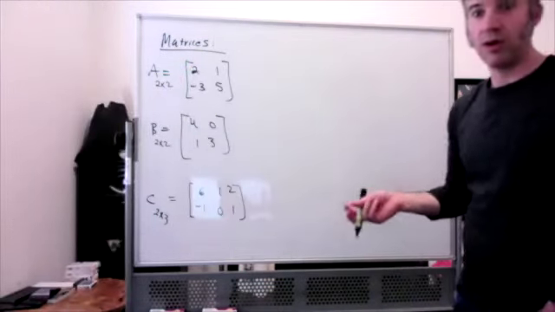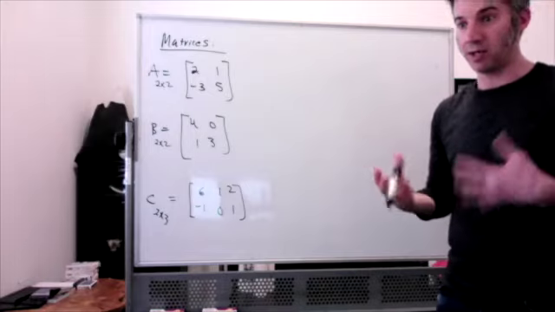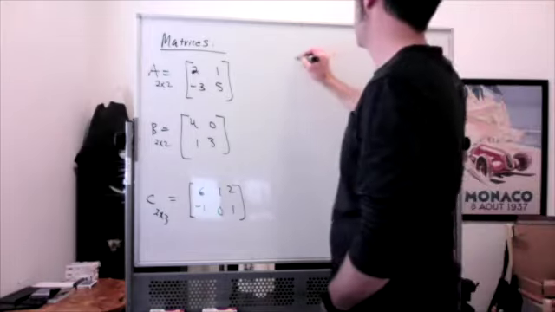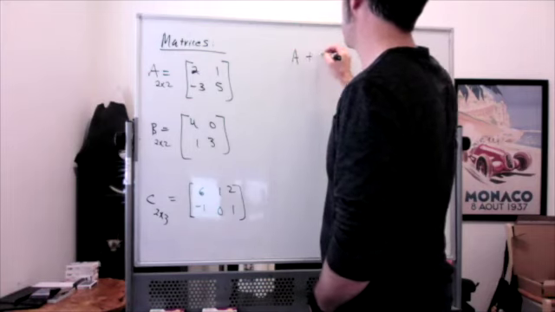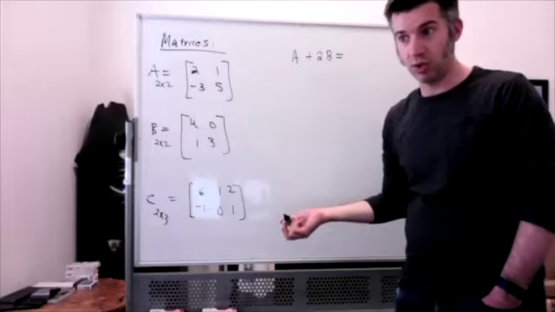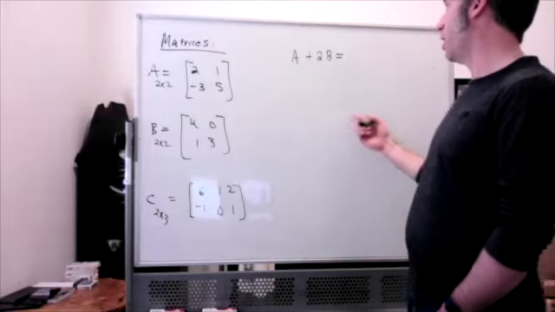Okay, let's talk about adding some things together. So you can only add matrices together if they have the exact same size, or also subtract, right? So I can do like maybe A plus 2 times B. That's a valid calculation. Let's see what it is.